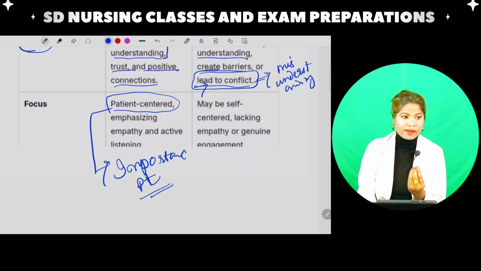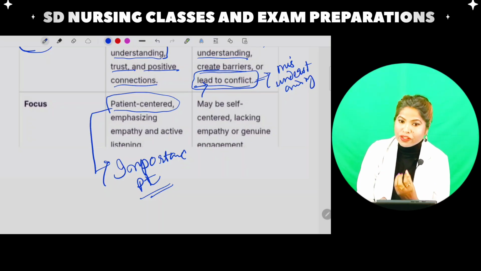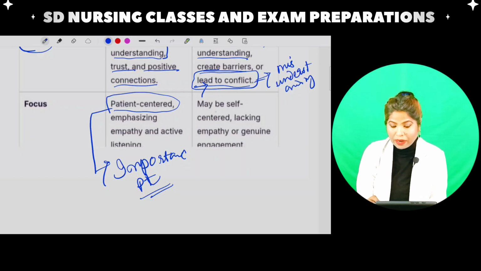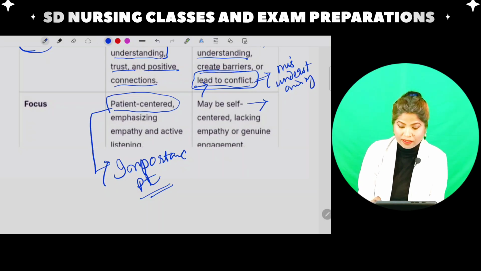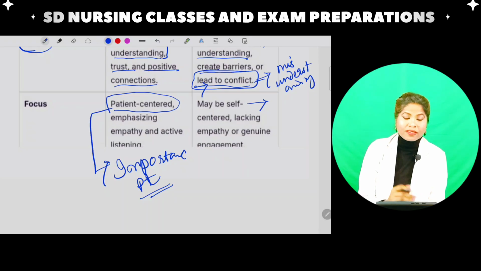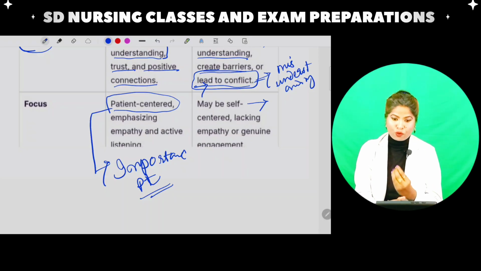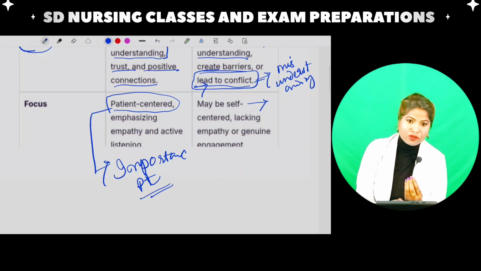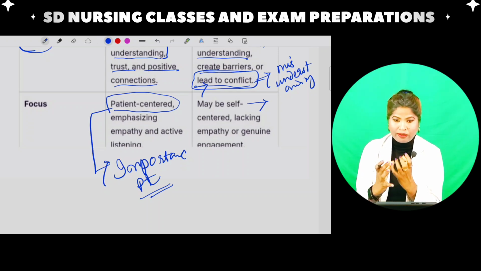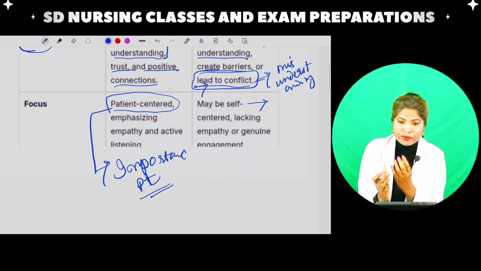His feelings, his understanding, his requirements, everything we have to understand, and our focus should be there only, meaning how we can give better treatment to the patient. But in non-verbal communication, what happens? Maybe you are self-centered, lacking empathy or genuine engagement. Meaning, how can we show positiveness to the patient when everything is negative? You are not genuinely engaged or participating with the patient.